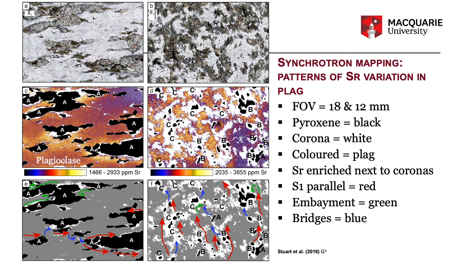We mapped a couple of key samples at the Australian synchrotron and focused on strontium in the plagioclase. The two centre diagrams, C and D, are showing you maps of strontium. Note the scales are slightly different. The yellow areas of high strontium we interpret as marking melt migration pathways, the red arrow in the bottom diagram. These high strontium melts are interpreted to leave behind a high strontium imprint on the plagioclase.